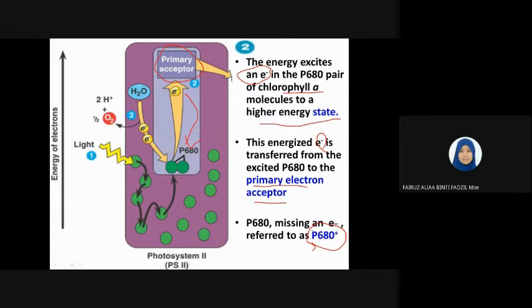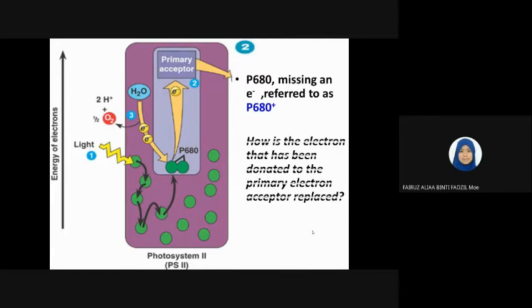Now the question is, how is the electron that has been donated to the primary electron acceptor replaced? Because now we have P680 plus, missing an electron, and that's the electron hole that needs to be refilled. So where can we get the electrons? Now there comes the H2O, water. Only now will the water or H2O molecule come into the picture.